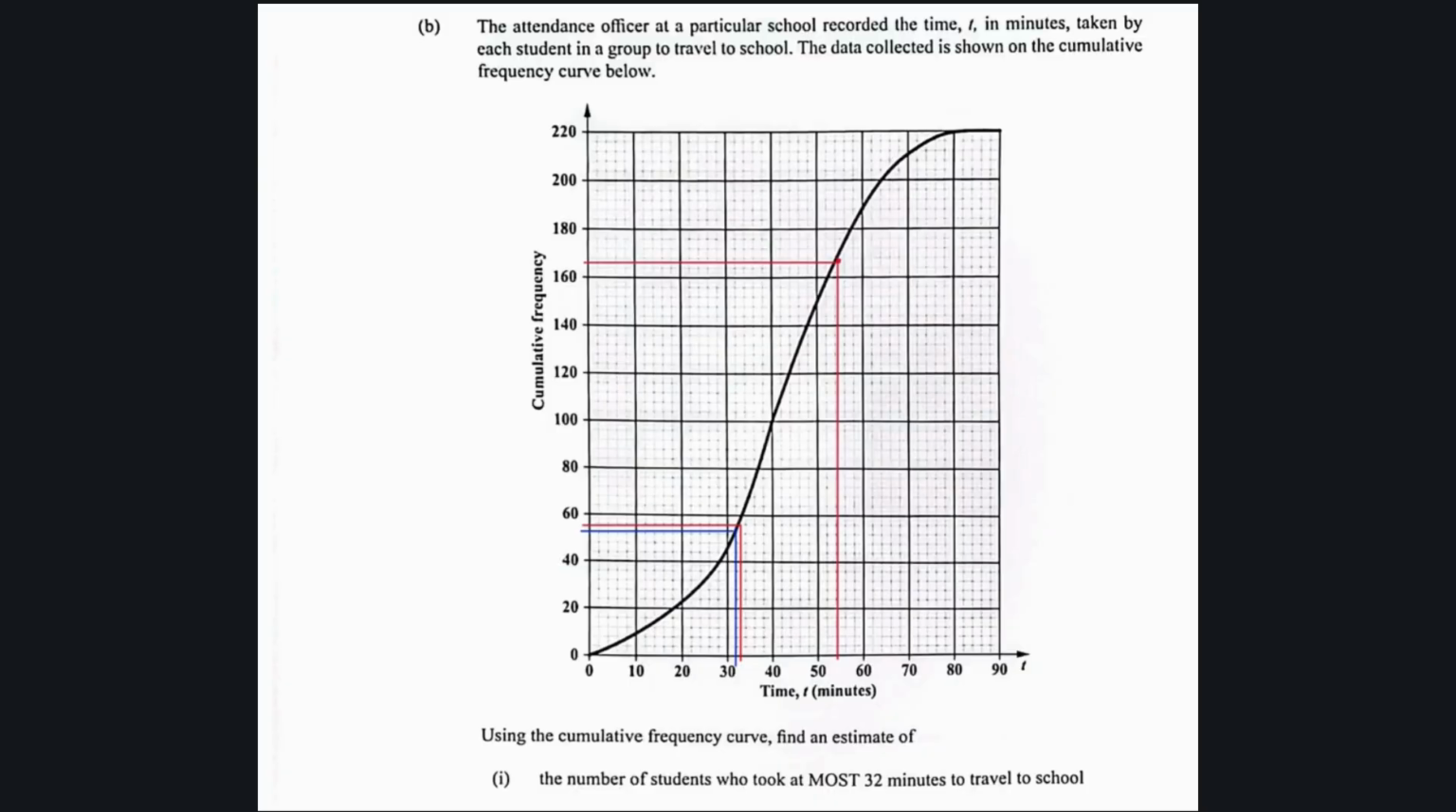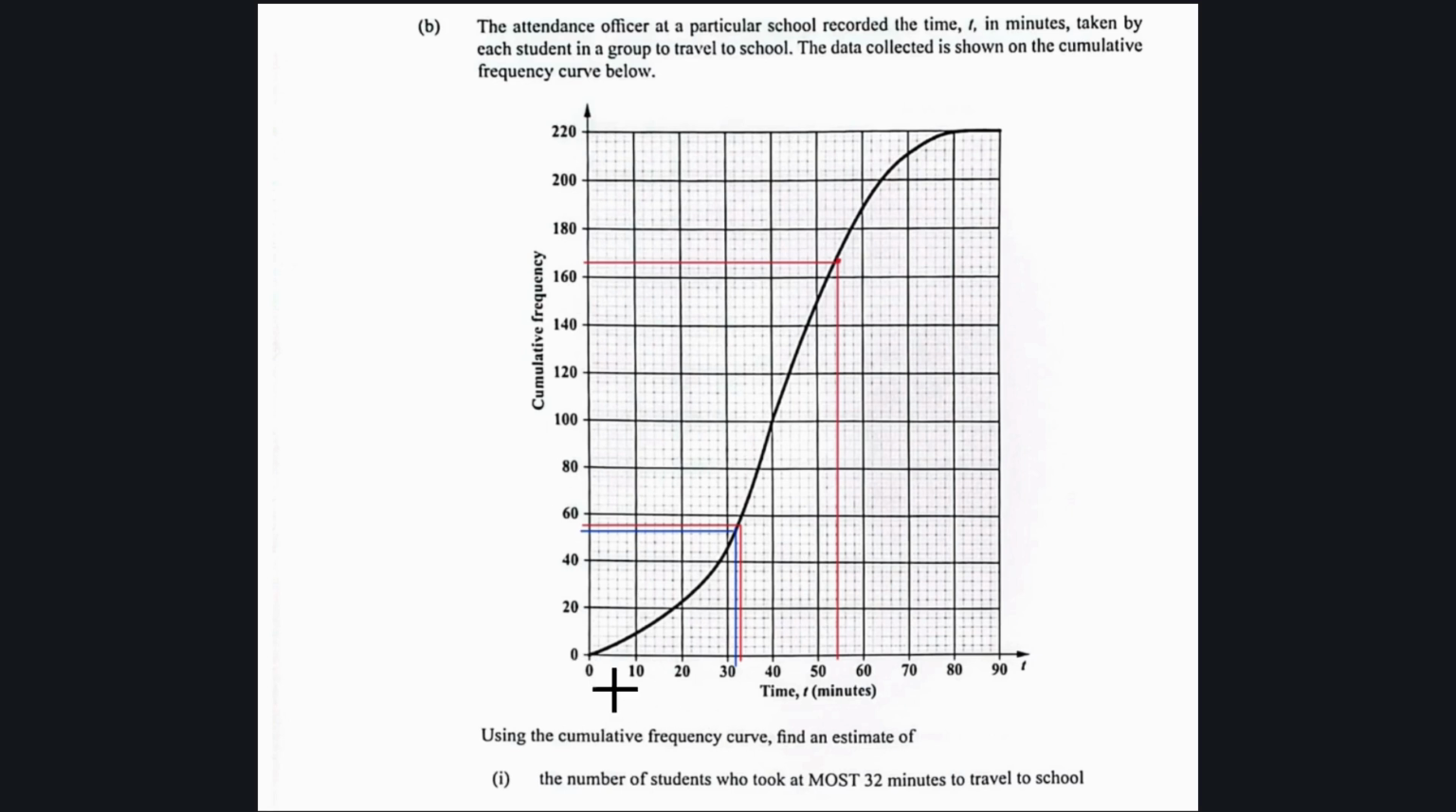Okay, so for part B of this question, we have a different set of data. In this case, we have the times recorded in minutes by an attendance officer who is recording the time taken by each student to travel to school. On the x-axis we have time in minutes, and on the y-axis we have cumulative frequency. This is the same data represented here, where cumulative frequency is just representing the counts, right?